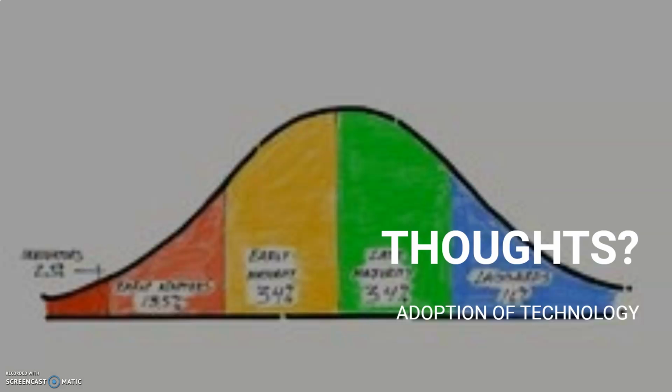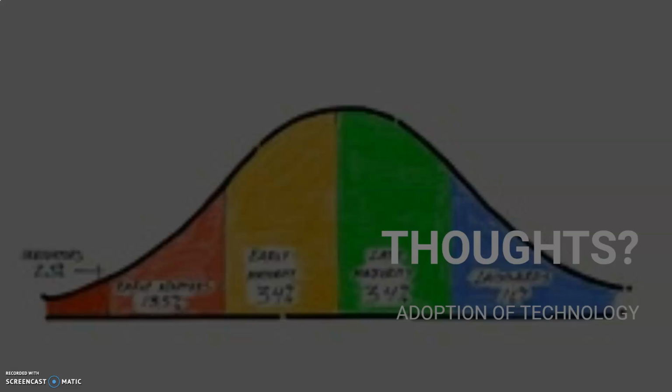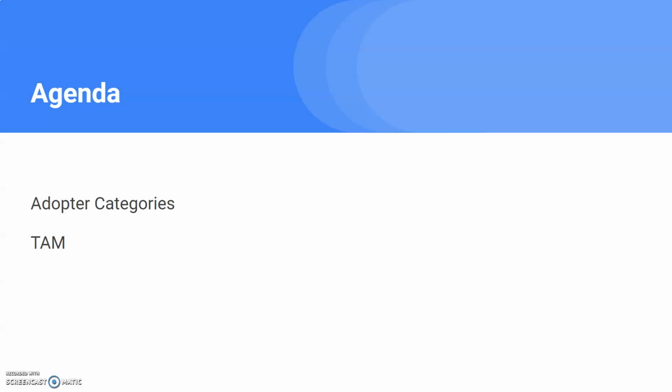And the topic today, I'm going to talk about adoption of technology. So there's two items on the agenda for today. I'm going to talk about adopter categories and TAM.